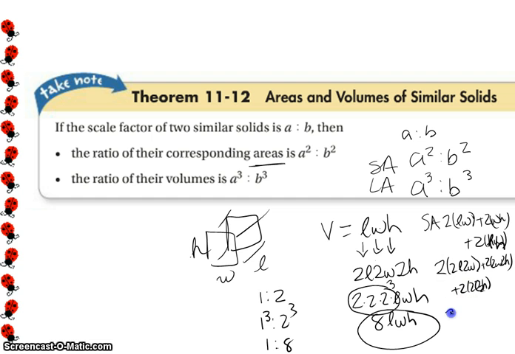You can see if I simplify each of those, I now have 2LW and a 4 that I can pull out because of the 2 times 2. Plus 4 times 2WH plus 4 times 2LH, and you can see that my surface area is 4 times as much. And that makes sense because when you're doing an area measurement, it's a 2-dimensional measurement. So the impact it has is that scale factor, which in this case was 2, twice, which gives you 4. So to me, this is a logical theorem.